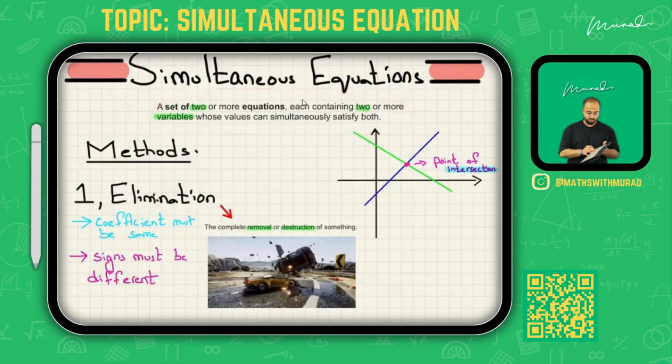Now, before starting this topic, you need to have a basic understanding of what we are getting after solving it simultaneously. Like we are using some methods and there will be some answer. Now, what are these answers?